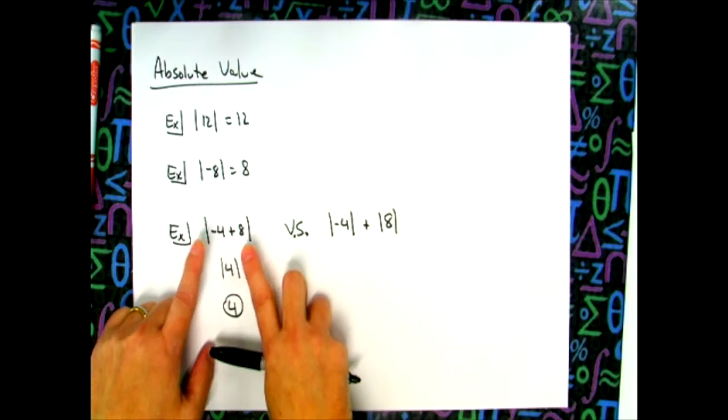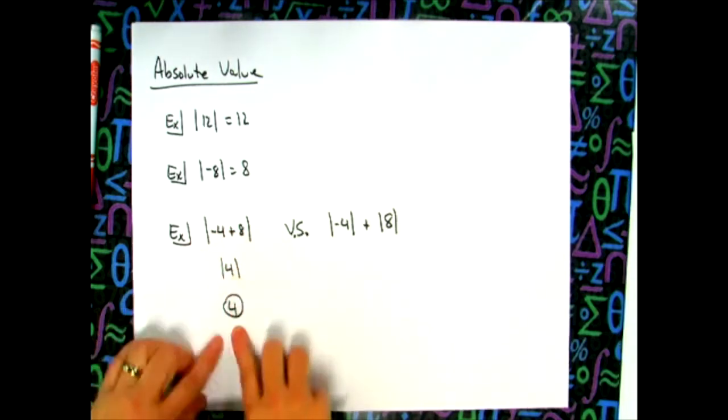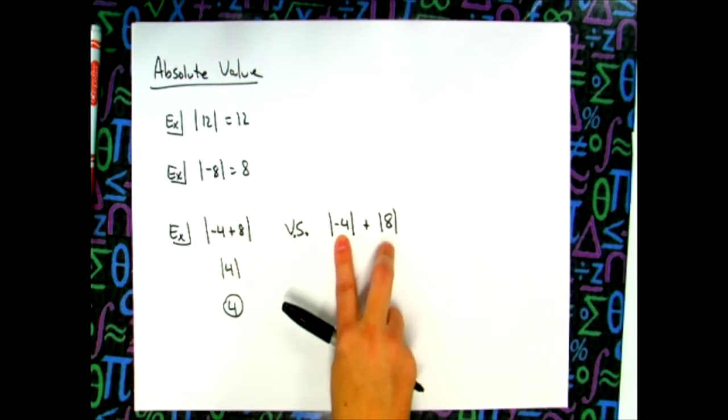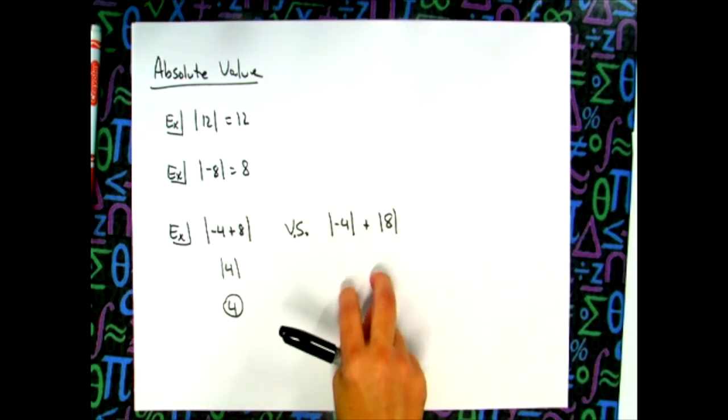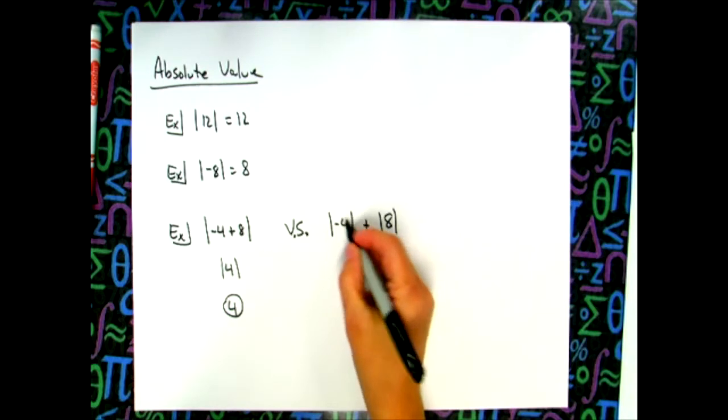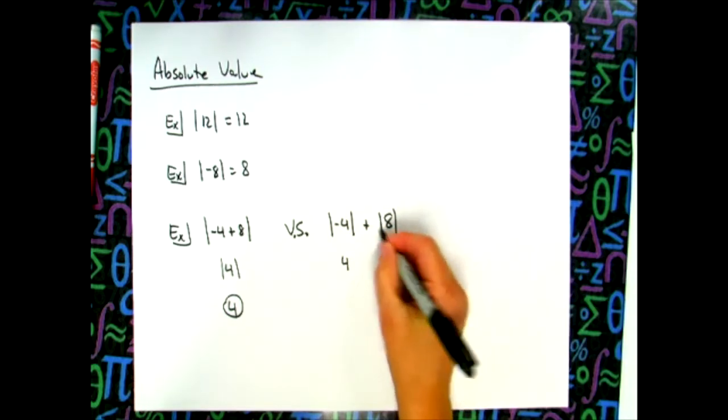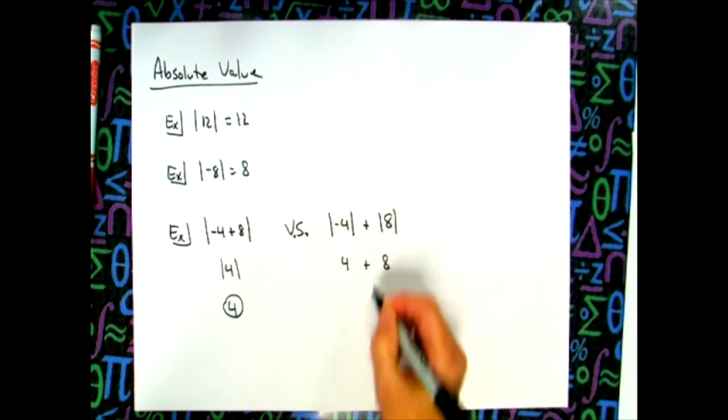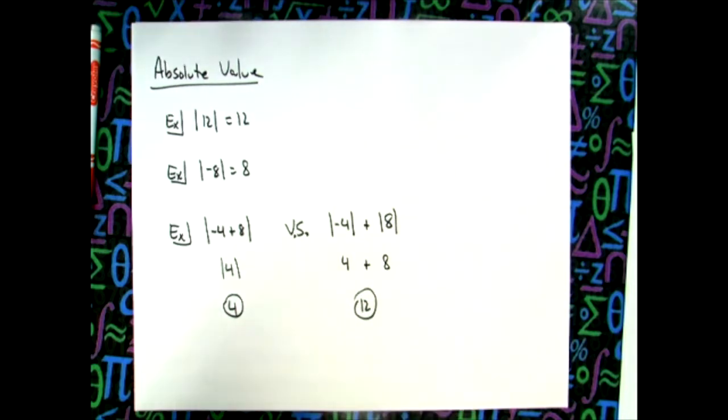So on this one, because it was around the whole thing, I did the math on the inside, then I took the absolute value. These have a single number on the inside, so I'm just going to automatically take the absolute value first. So absolute value of -4 is 4. Absolute value of 8 is 8. And when I add, I get 12. So again, it's a little bit of order of operations for absolute value.